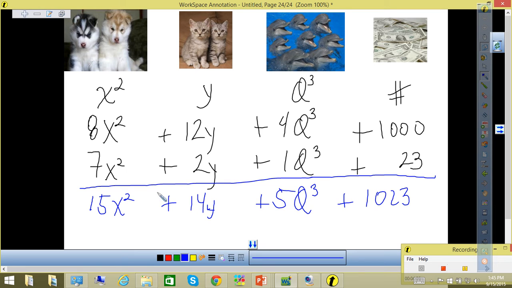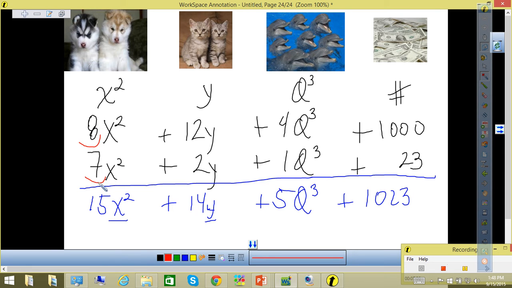I cannot combine 15x squared with 14y because why? These are dogs and these are cats. Now, who noticed that here we don't do anything to the exponent? We just bring this down if it's the same. Did everybody notice that? Same thing here. These are the same. We just bring it down. And what do we worry about now only? The number in front of the variable.